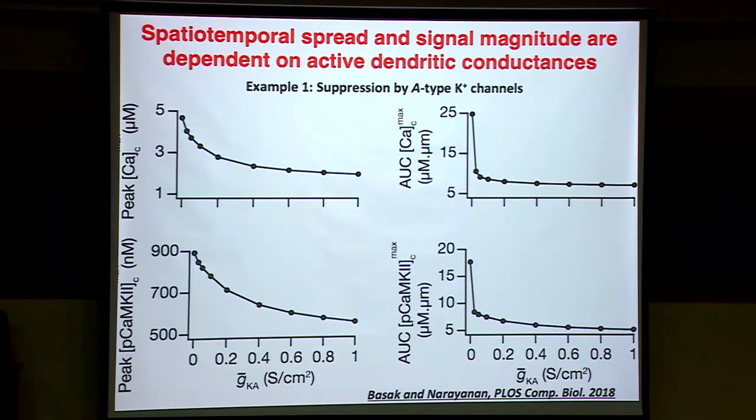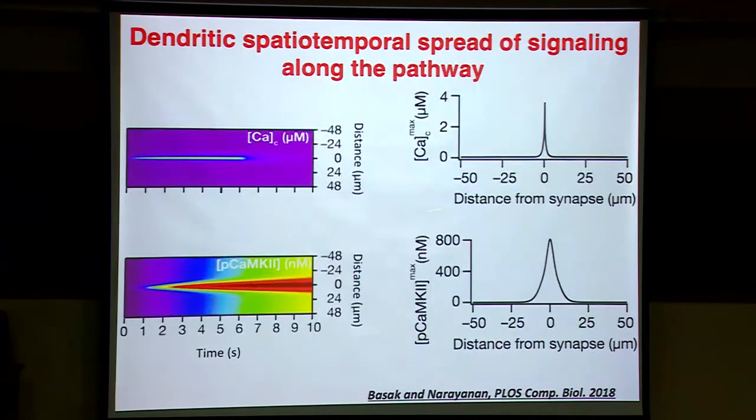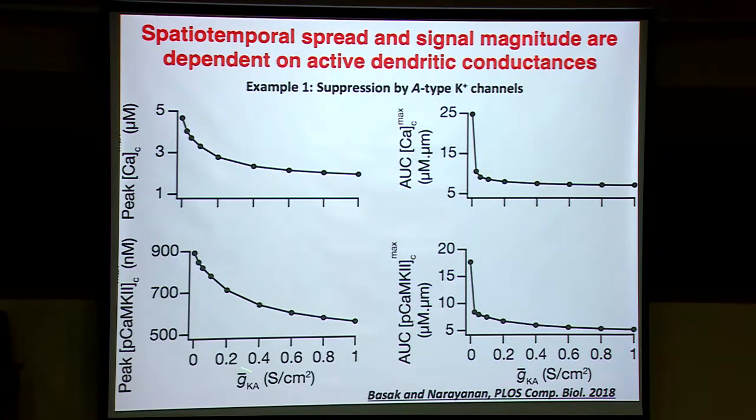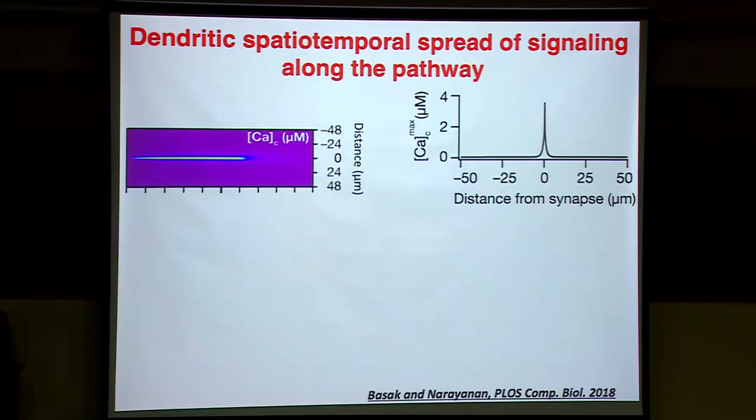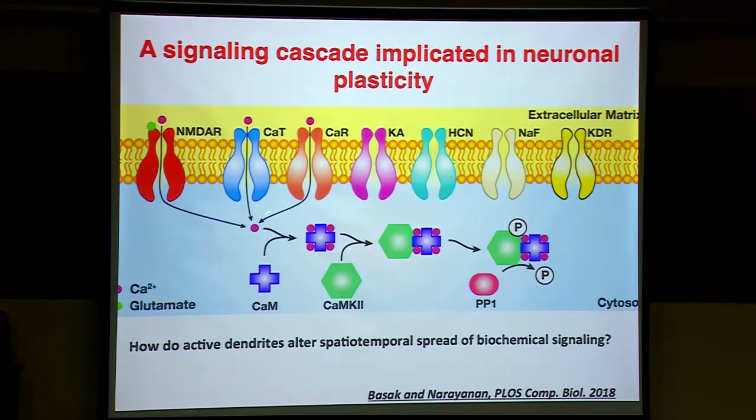So what Reshma asked was, she took the same channel in this case and asked questions about how exactly the peak calcium would change, how exactly the area under the curve for this one, which is the area under this curve, and the peak of this and the area under this curve would change with increases in this particular channel density over here, right? And she showed that in this particular channel type, you see that there is a suppression of the spread in all cases. On the other hand, when you have T-type calcium channels, you have an enhancement of these different things that you observe over here. And so she concluded that the presence of active dendritic structures would significantly alter the spread of these downstream molecules by indirectly affecting the second messenger that is present in this particular structure.